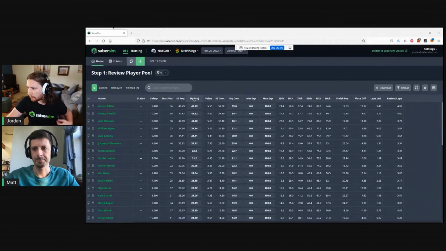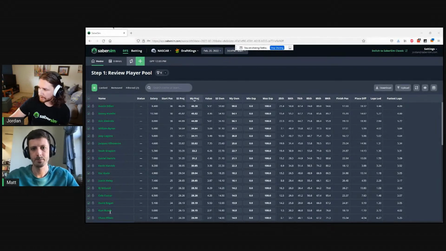Gotcha. Yeah. So I wanted to pull up the app here real quickly just to show this. This is Daytona from last week. So we have the average projections and ownership. And at first glance, step one in the app will look kind of familiar to somebody that's maybe even used other NASCAR tools.